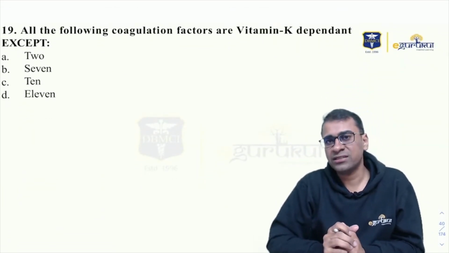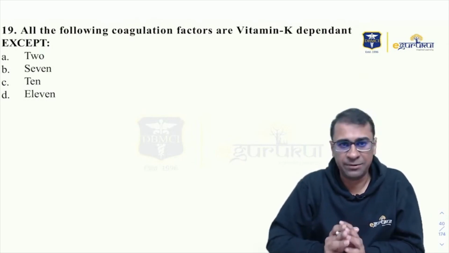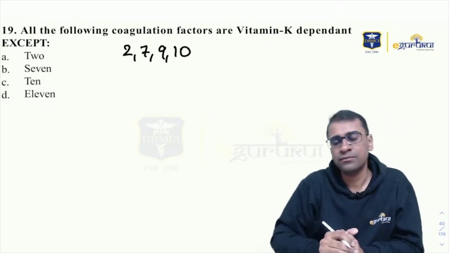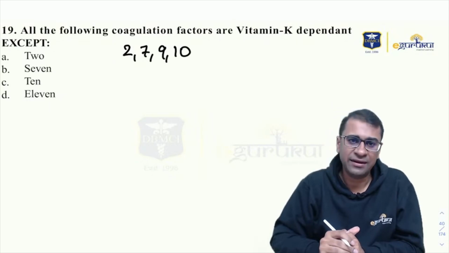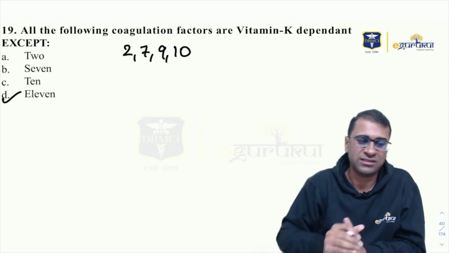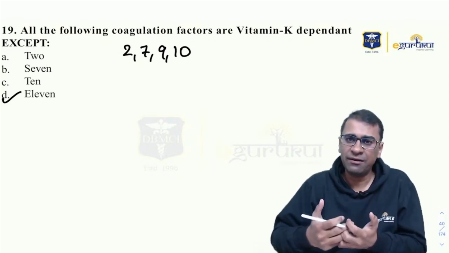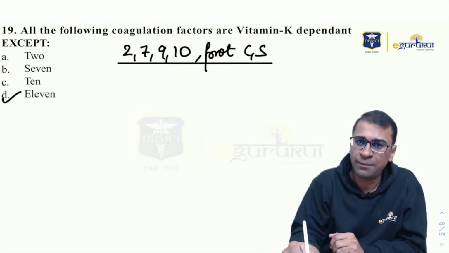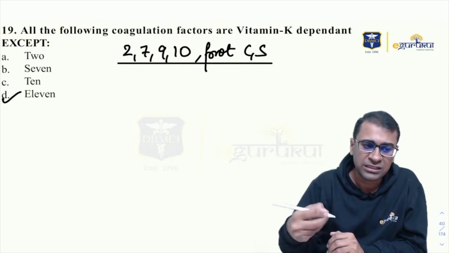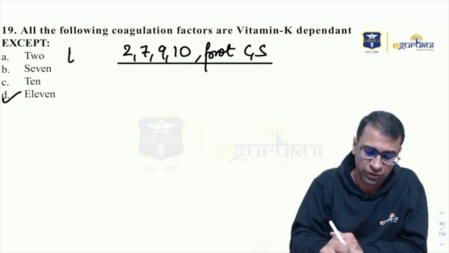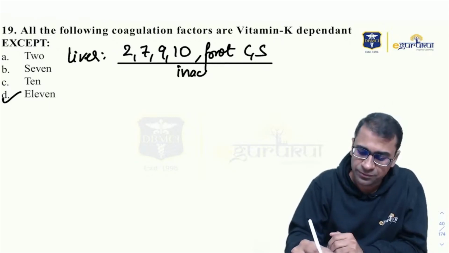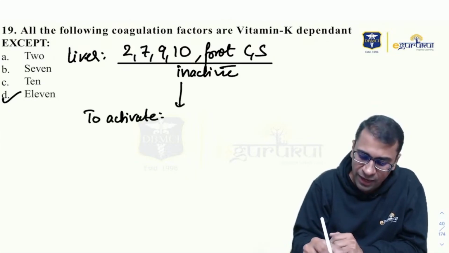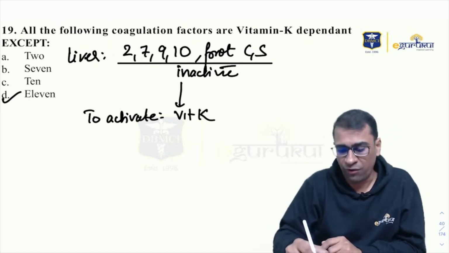The following coagulation factors are vitamin K dependent except. So what are the vitamin K dependent factors? 2, 7, 9, 10. What is the answer? 11 is the answer. And why are they called vitamin K dependent factors? Because apart from these, there are also protein C and S, right? Now, why are they vitamin K dependent? Because these come from the liver. First of all, they come from the liver, but they're inactive. They come into the blood. Now to activate them, you again require vitamin K as a cofactor.